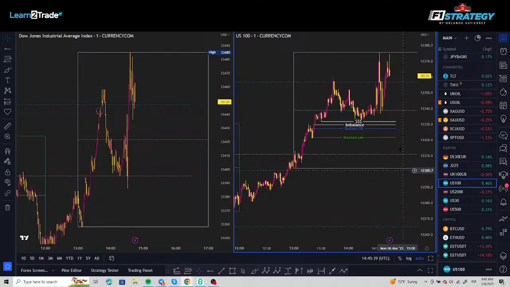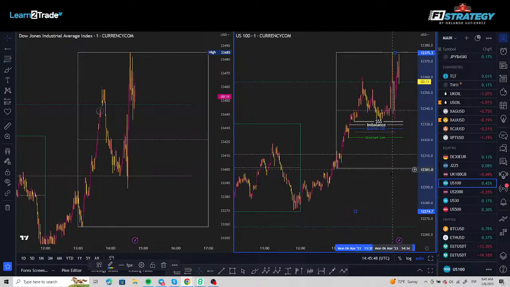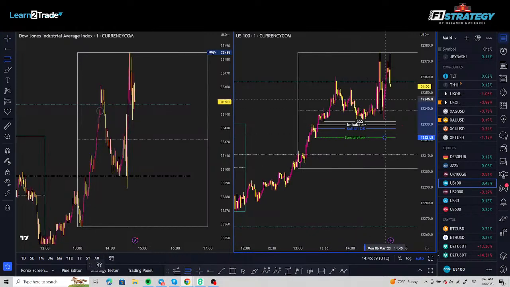Now, there's a couple of things here. Let's have a look at equilibrium. We are looking at above equilibrium, but if we look at the actual move from the structure, most definitely below equilibrium. So, markets are going down at the moment. So let's wait and see what happens, guys.